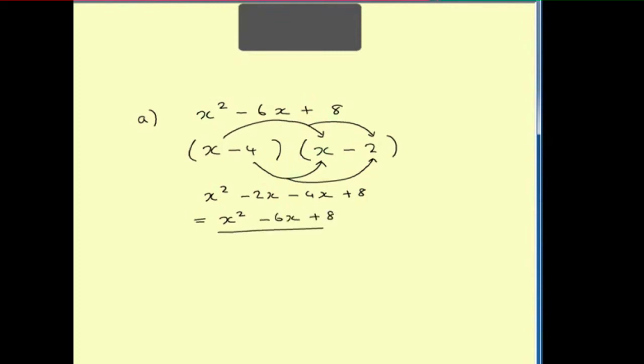So there we have it. Now the question doesn't ask us to solve it, it asks us to factorise it. So we don't need to take it any further than that. So let's look at the next one.